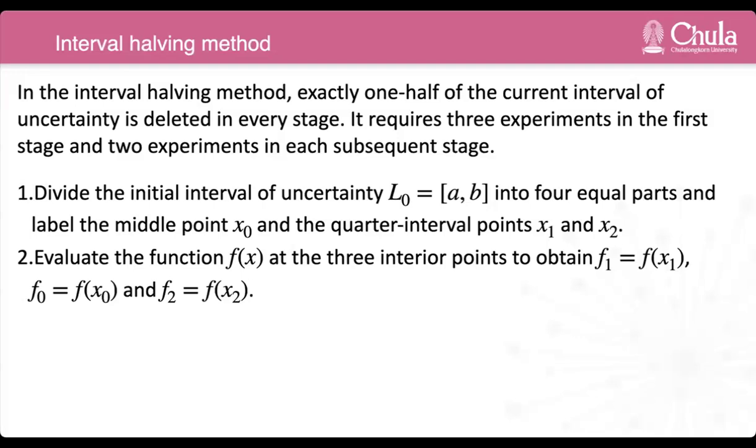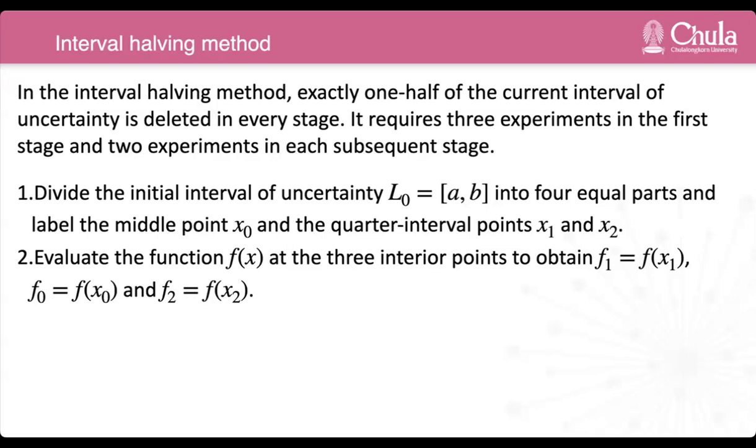Okay, the next algorithm we call the interval halving method. In this interval halving method, we remove 1/2 of the interval at the current iteration. For example, we have L0 from A to B. We divide it into 4 equal parts, then we label x0, x1, x2.